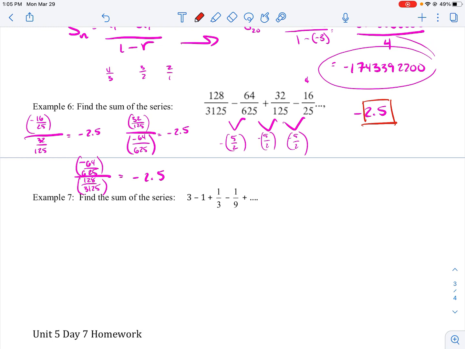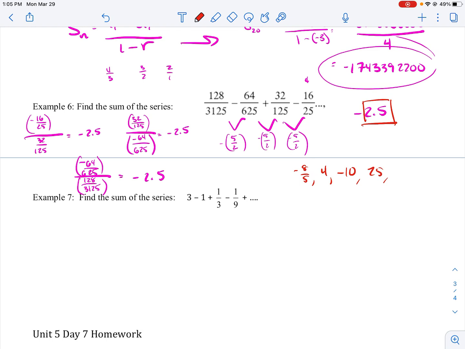Okay, times a negative 2.5, we end up getting negative 8/5, okay? And multiply that by a negative 2.5. We're going to get a positive 4. And then multiply that by a negative 2.5. We're going to get a negative 10. Multiply that by a negative 2.5. We're going to get a 25.